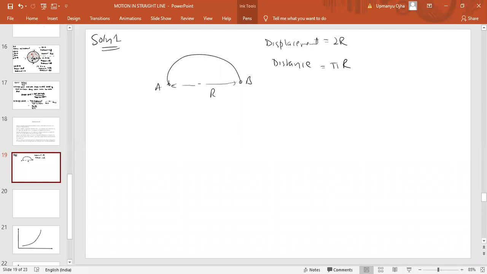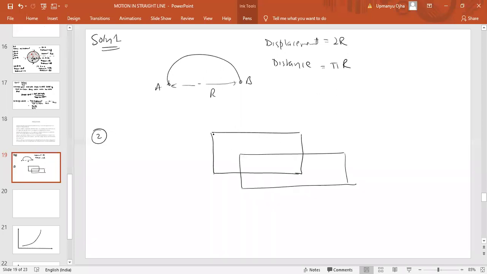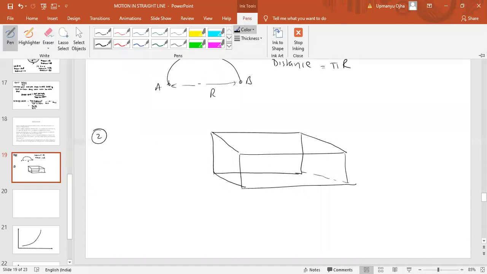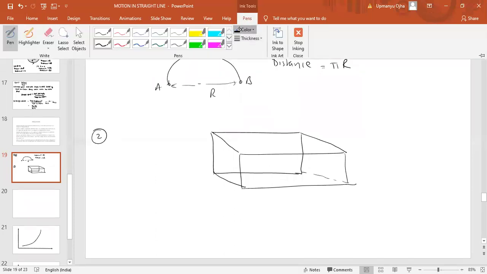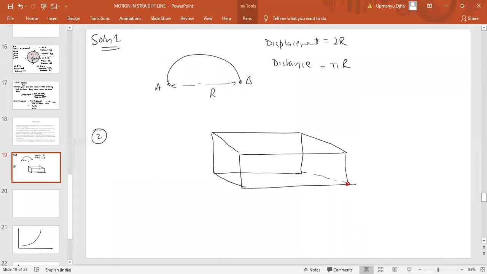Yes. 2r equal to d also, no problem in that case. Okay, question number 2 is that a fly started from one of the corners. Let us draw a cuboid here. This is the cuboid. The fly started from this corner A, and it reaches the opposite corner B.